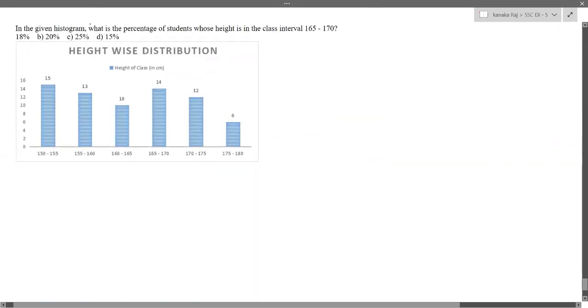So let's move on to the next question. What are they asking? What is the percentage of students whose height is in the class interval of 165 to 170? So how many students are there between 165 to 170? There are totally 14 students. Out of the total, how many students are there in the class? 15 plus 13 gives me 28, plus 10 gives me 38, plus 14, 52, plus 2, 54, plus 10 gives me 64, plus 6 gives me 70. So there are totally 70 students.